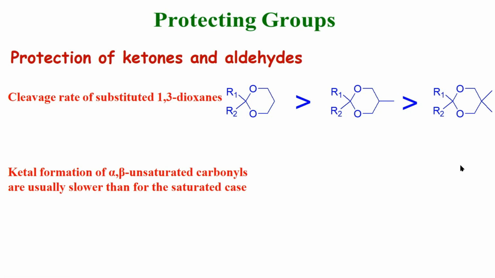Ketal formation of alpha beta unsaturated carbonyl compounds is slower than that of saturated compounds, because adjacent to the carbonyl there is a double bond at the alpha and beta position. That's why they are more stabilized. The more the stability, the more difficult it is for the reaction to occur.